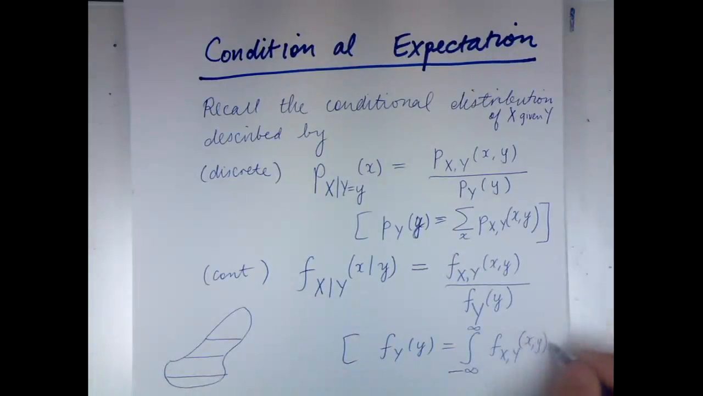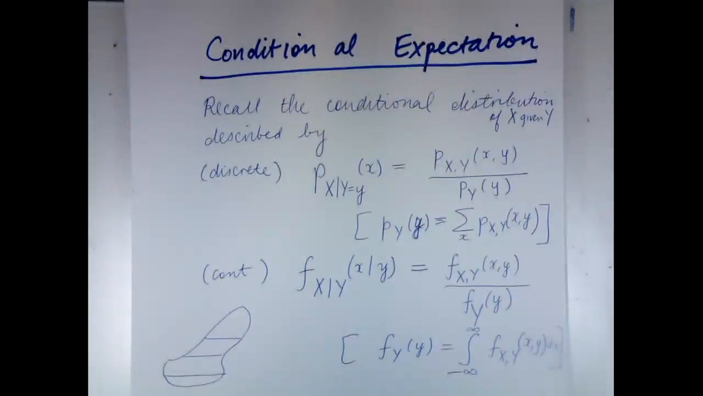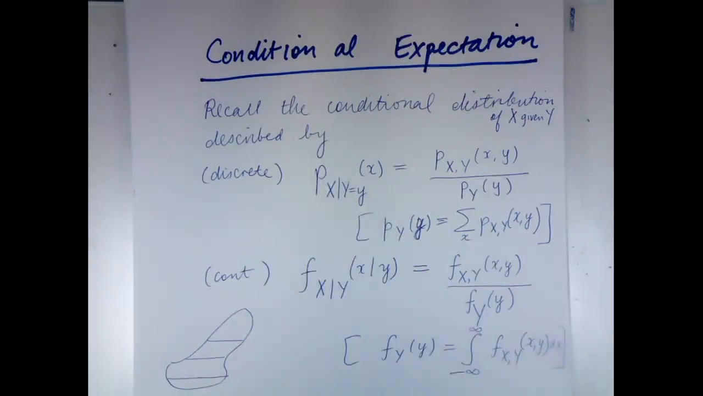And of course, I've got to say dx. So that's how you get it. Okay, that's the conditional distribution. It's a perfectly good distribution. I guess I didn't prove it, but it's very easy for you to check that when you integrate that up, it integrates to 1. When you sum that up, it sums to 1. And it's perfectly well defined.